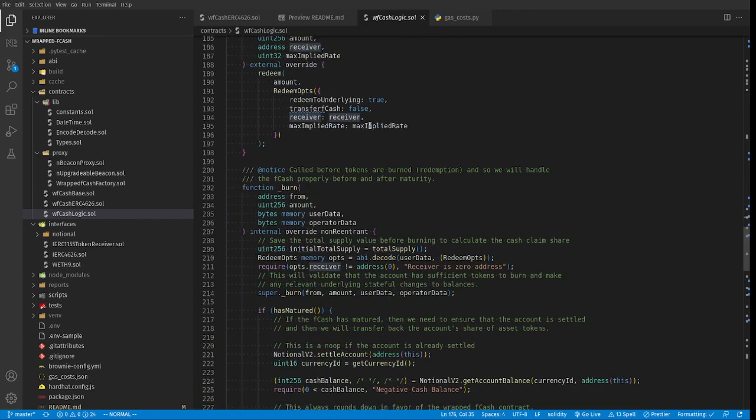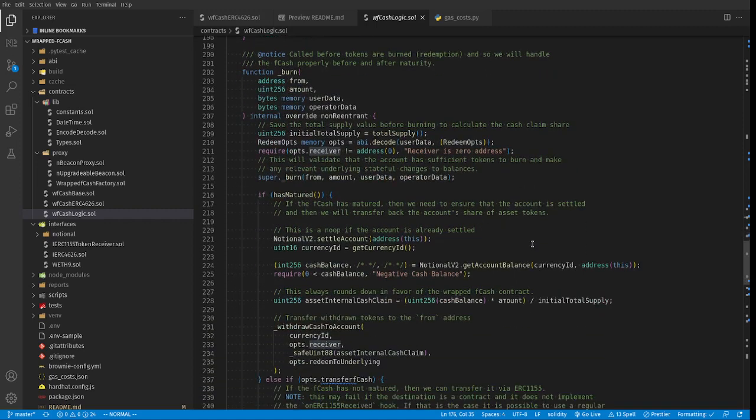And then there's this max implied rate. This is a slippage limit. Like I said before, when you're redeeming fCash prior to maturity, you're going to be interacting with an AMM on the other side, the Notional AMM. You're going to be selling that fCash for cash. So we allow you to set a slippage parameter there in case there's any sort of front running or things like that.